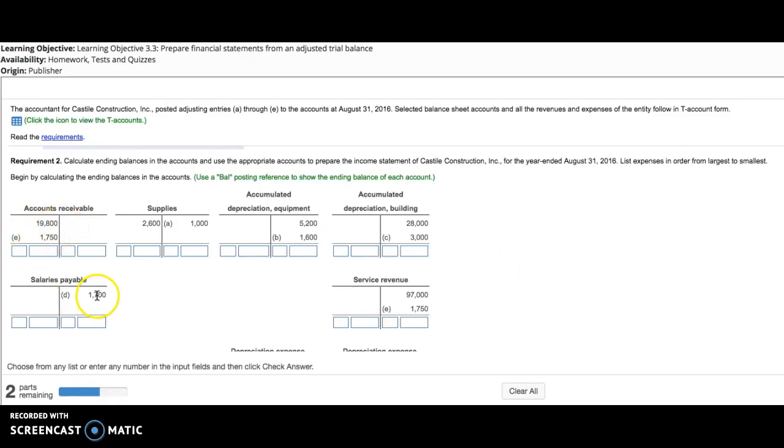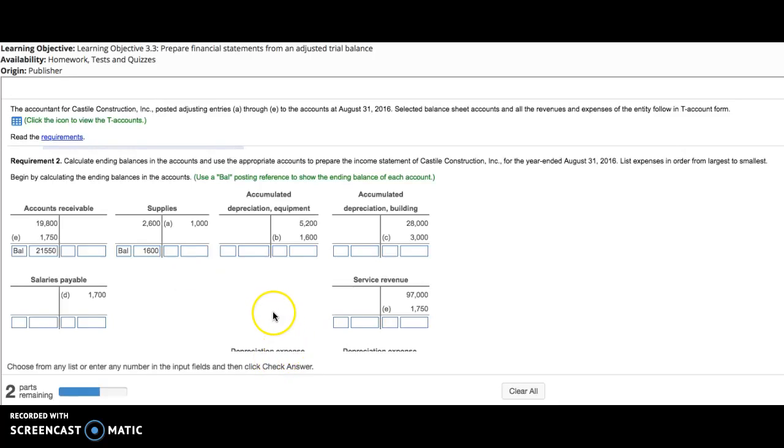We have our debit side and we have our credit side, right? Here we have a balance. We just add them together. It gives us 21,550. For supplies, we have a debit entry, we have a credit entry, and here we're going to have a debit balance, right, of 1,600.